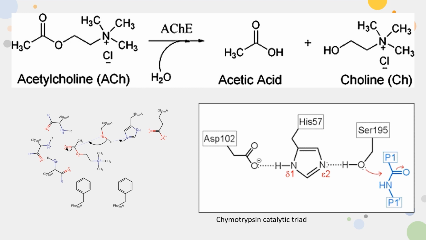It does this with a mechanism that utilizes a catalytic triad similar to that of trypsin and chymotrypsin, with an acidic residue, a histidine, and the polar residue serine. However, acetylcholinesterase has different binding residues that target acetylcholine specifically. To see more about acetylcholinesterase, the structure will now be examined.